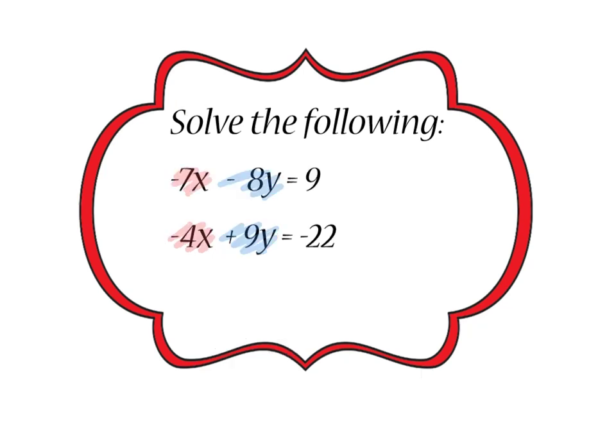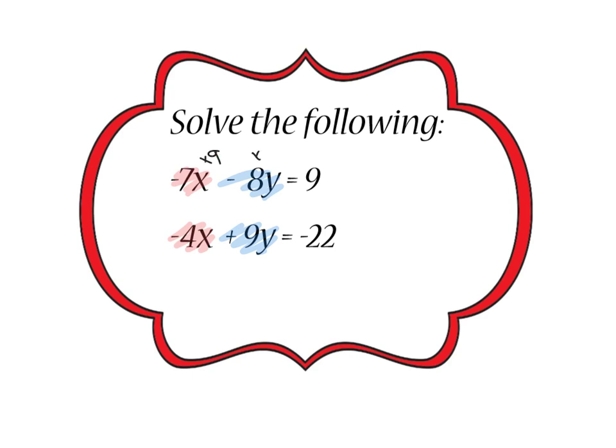On this system, if I look at my x's, there's no easy way for me to multiply one of the equations and get the other number. And the same thing happens for the y's. So I'm actually going to have to multiply both equations in this case. Since my negative 8y and positive 9y are the opposite sign, the negative and positive, I'm just going to go ahead and try to cancel those out.